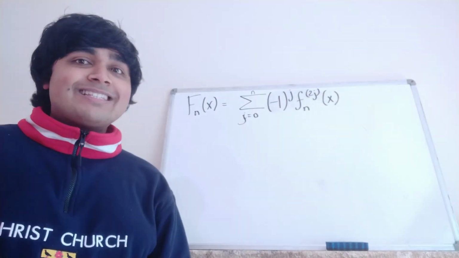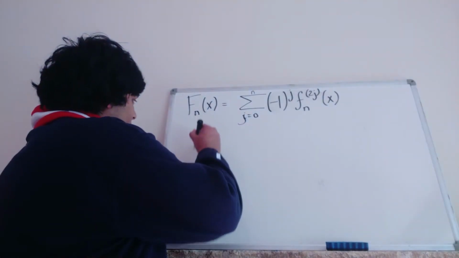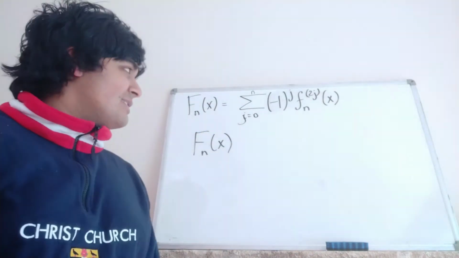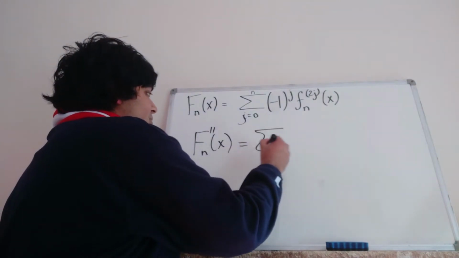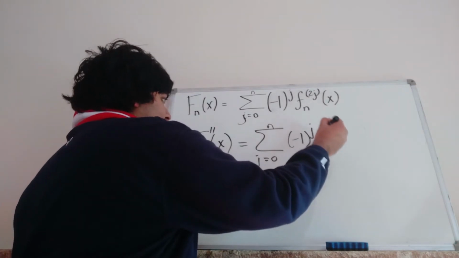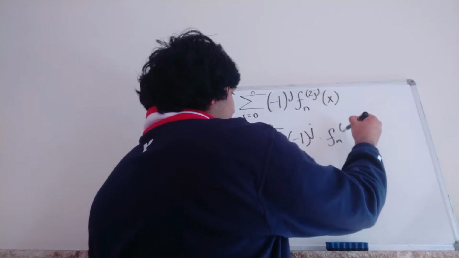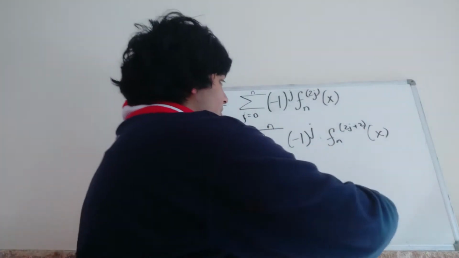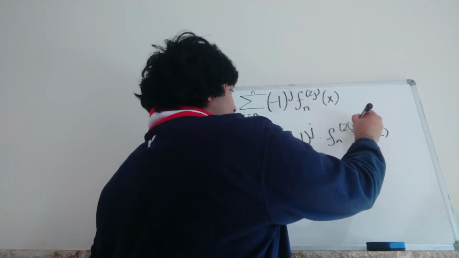So what we're going to do is look at the second derivative of capital Fn of x. So let's just compute that. As opposed to differentiating it once and then differentiating it again, I'm just going to differentiate it twice straight away. So it's the sum from j equals 0 to n of the second derivative of this term here. And the second derivative of this term is just fn to the 2j plus 2 of x. But of course 2j plus 2 I can just write as 2 times j plus 1 in brackets, like so.